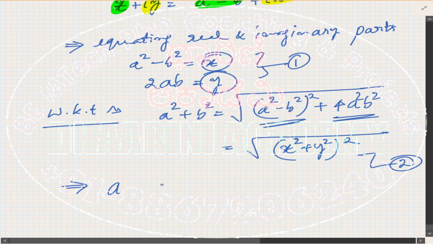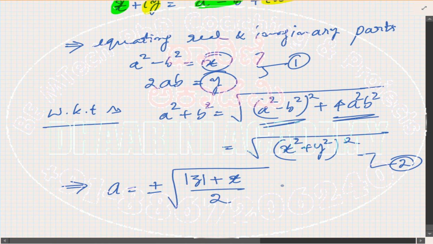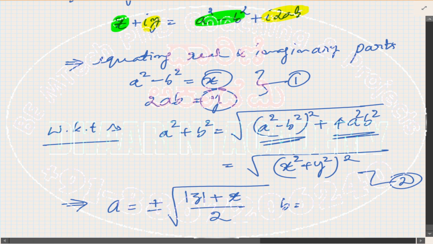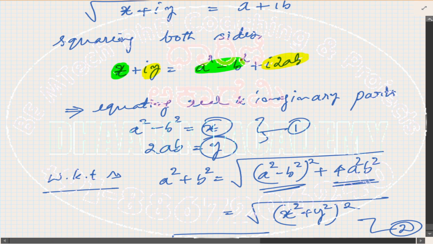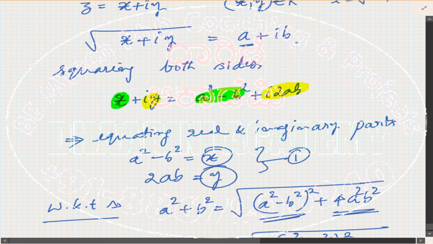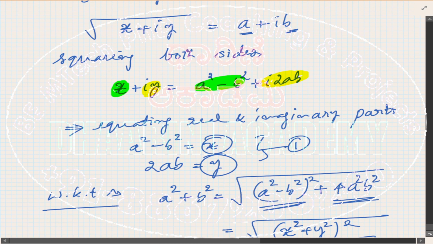a is equal to plus or minus under root of the magnitude of z, that is the given complex number, plus x, divided by 2. Also we get b. We are solving for a and b because I want to find the root of z, so we want a and we want b. Our intention is to calculate a and b, right? So now we are writing the equations directly.